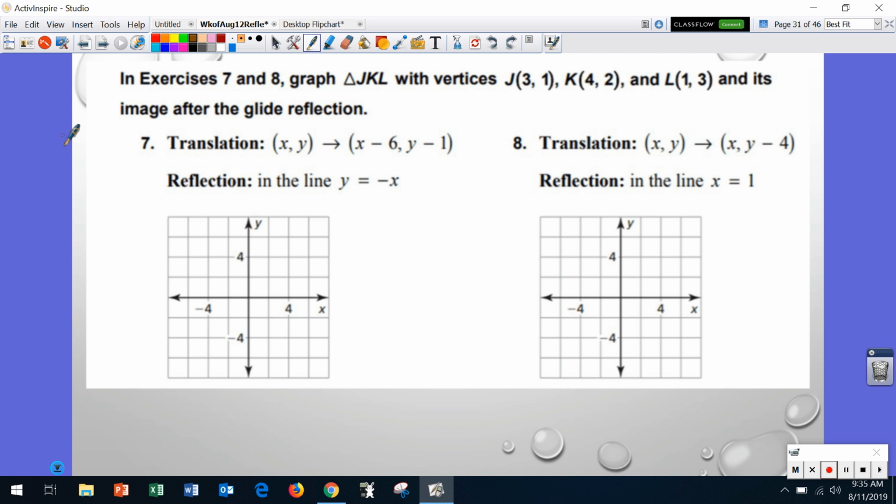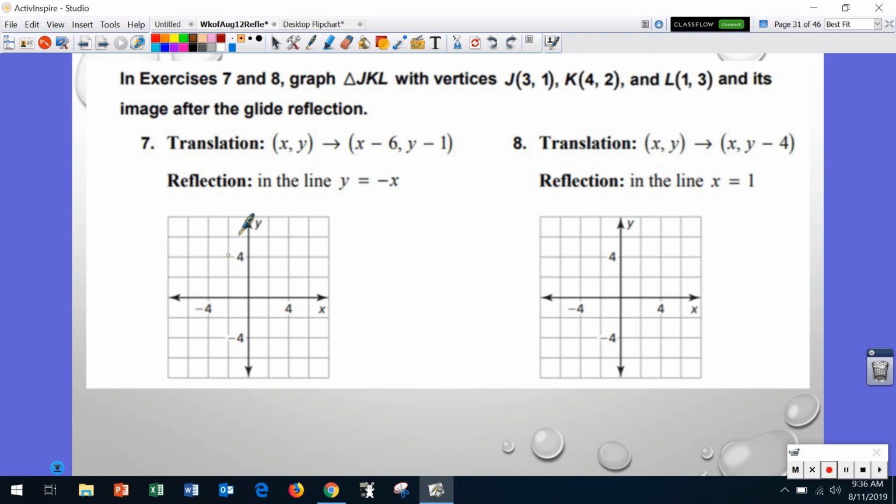Alright, so it says in exercises 7 and 8, graph triangle JKL with these vertices and its image after the glide reflection. A glide reflection is when you perform a translation and then a reflection. This is an example of a sequence of transformations.